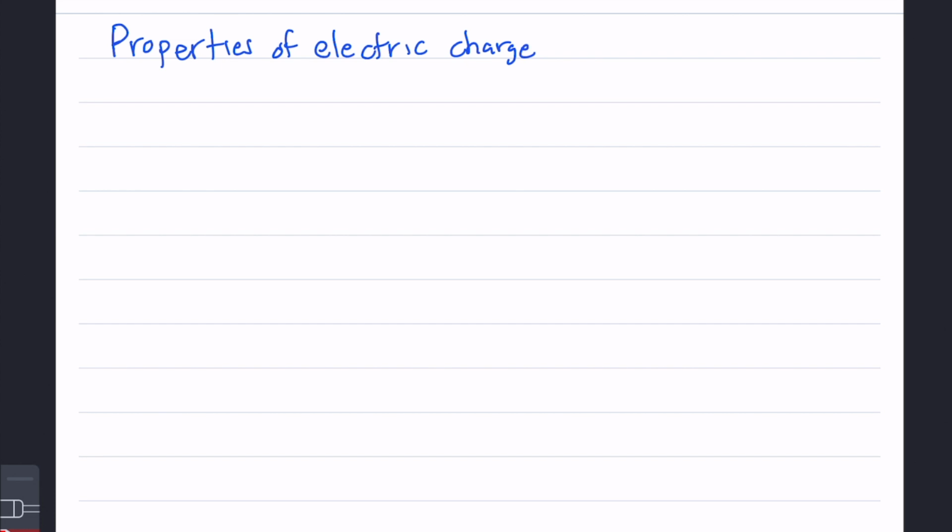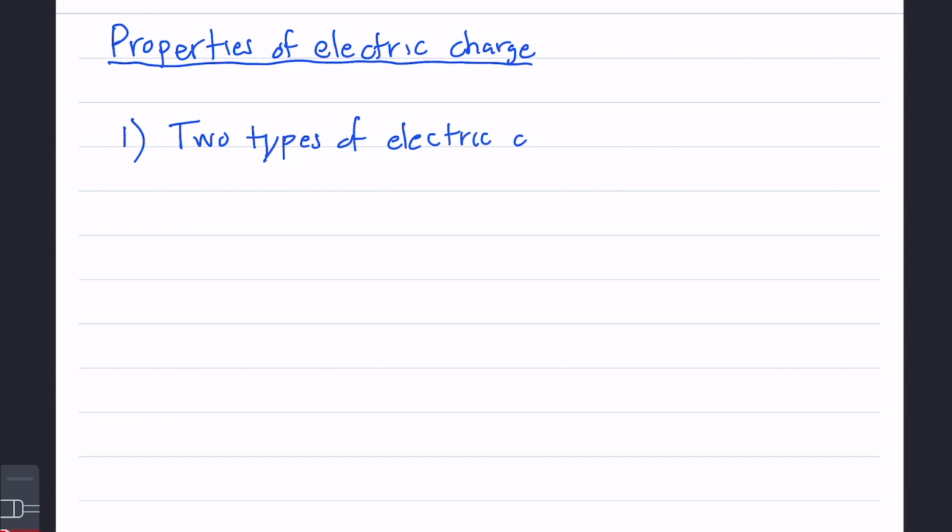Right, so here for the properties of electric charge, the first one is that there are two types of electric charge. One which we call positive, and the other which we call negative.